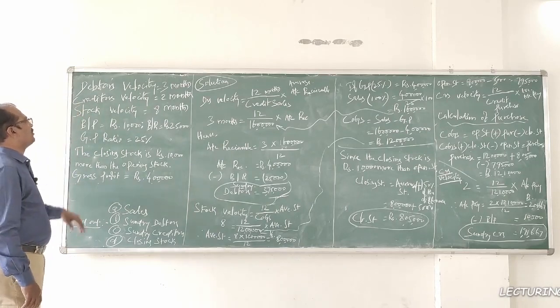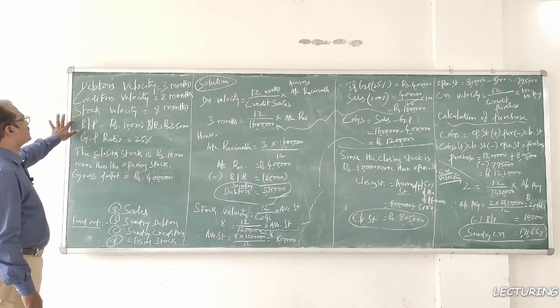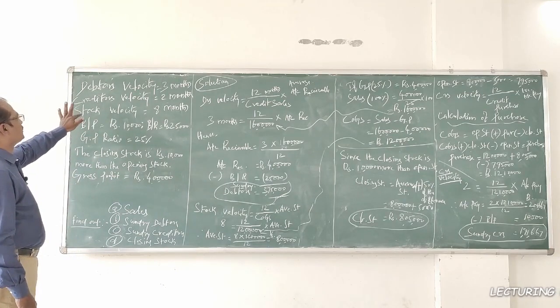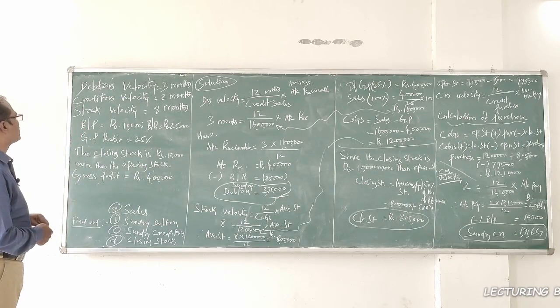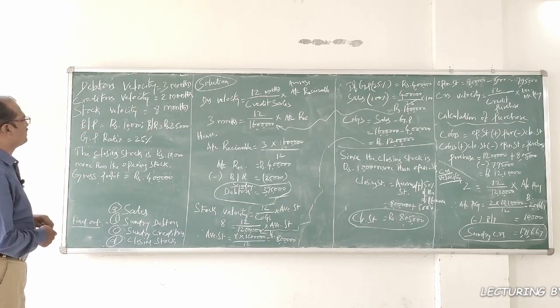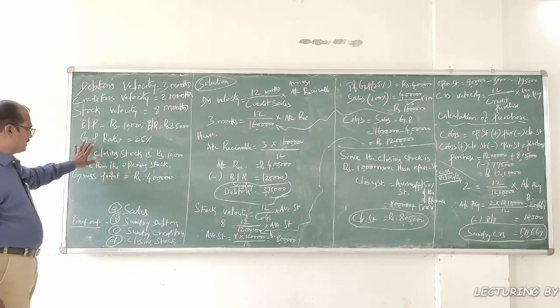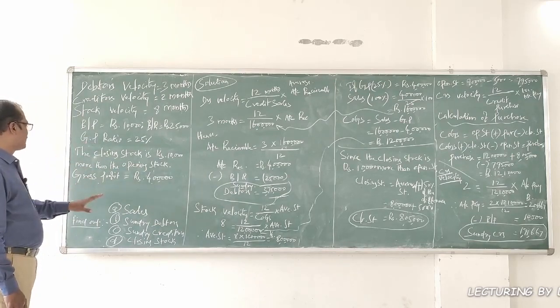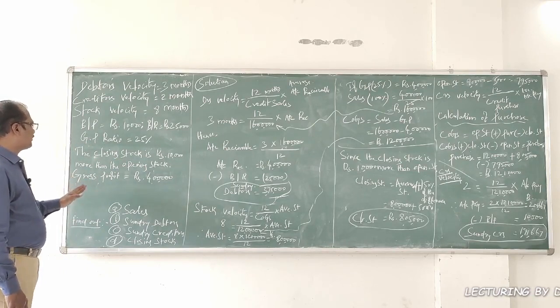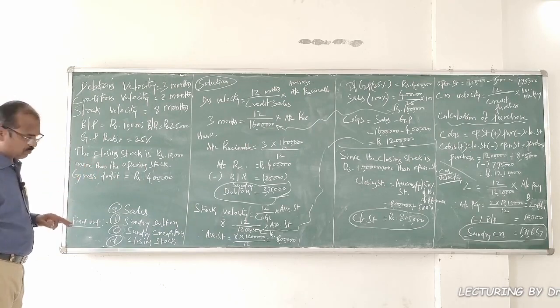Debtors velocity 3 months, creditors velocity 2 months. Stock velocity 8 months. So all the three ratios are given in terms of months. Bills payable 10,000 rupees, bills receivable 25,000 rupees, gross profit ratio 25%. The closing stock is 10,000 rupees more than the opening stock. Gross profit of the business enterprise for the given period is 4 lakh rupees.